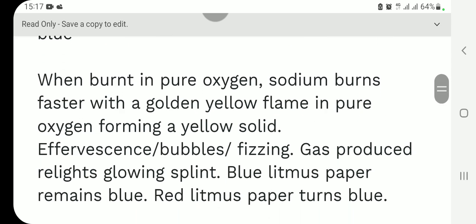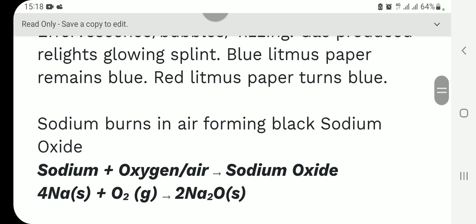When burnt in pure oxygen, sodium burns faster with a golden yellow flame to form a yellow solid. Effervescence of oxygen, this gas production relights a glowing splint. Litmus paper remains blue in the air.